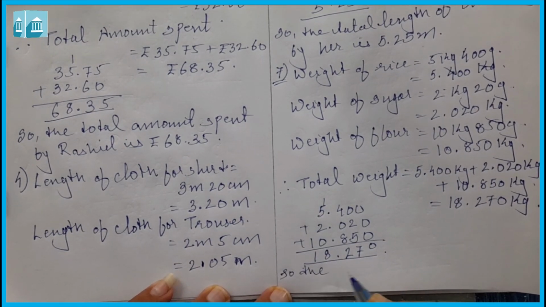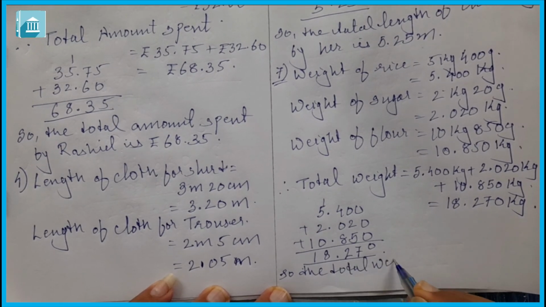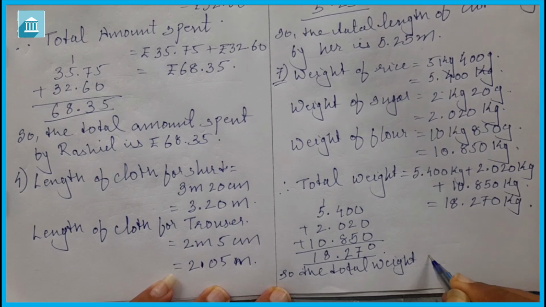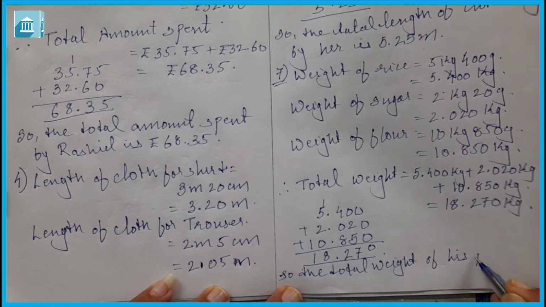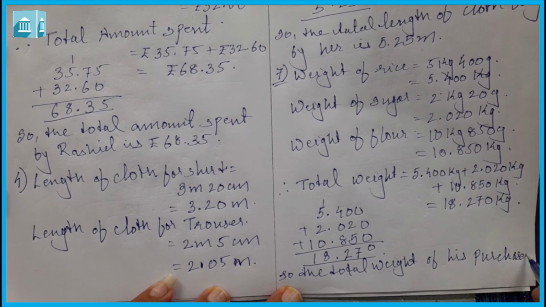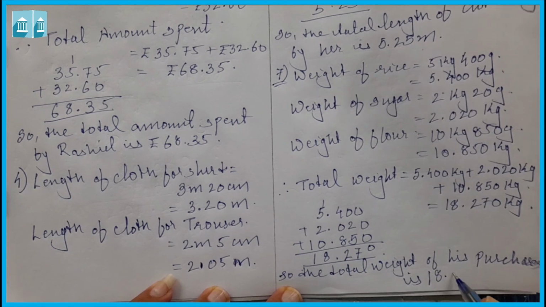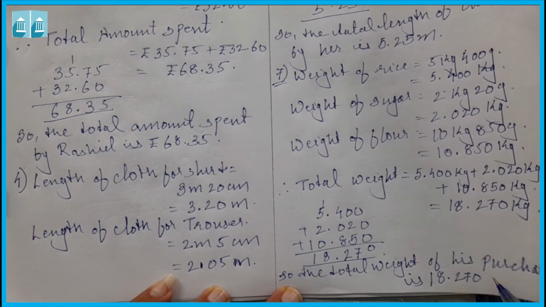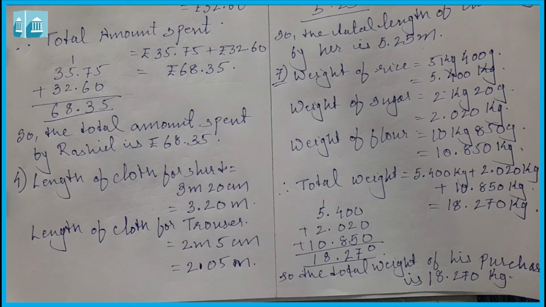So the total weight of his purchase is 18.270 kg. So the total weight of his purchase is 18.270 kg.